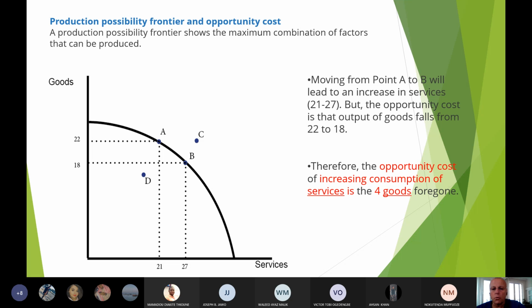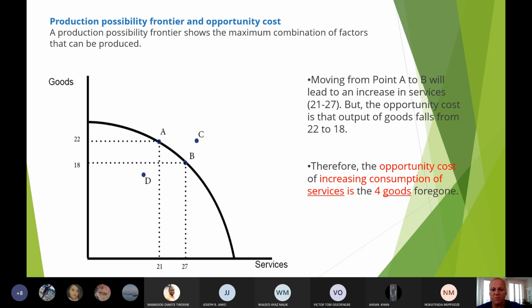Moving from point A to B will lead to an increase in services from 21 to 27, as I said, and the opportunity cost is that the output of goods falls from 22 to 18. Either you are going to increase or decrease goods, and increase or decrease services, to be able to make some extra contribution. Therefore, the opportunity cost of increasing consumption of services is the goods foregone.